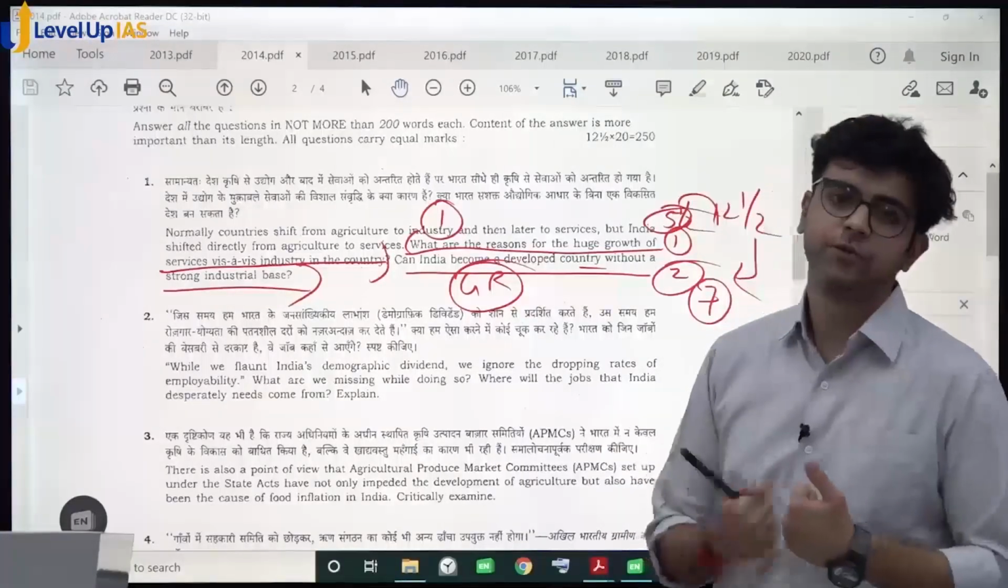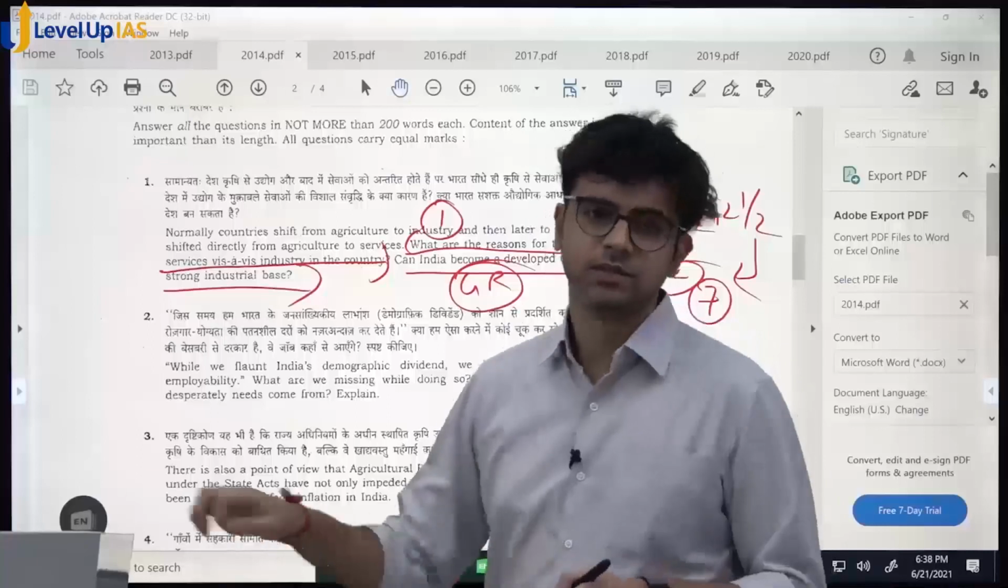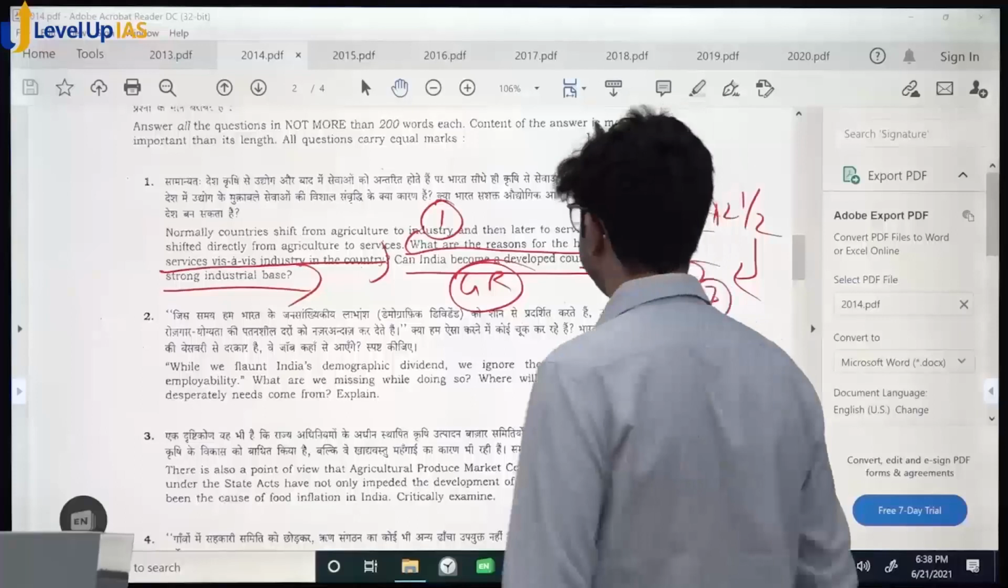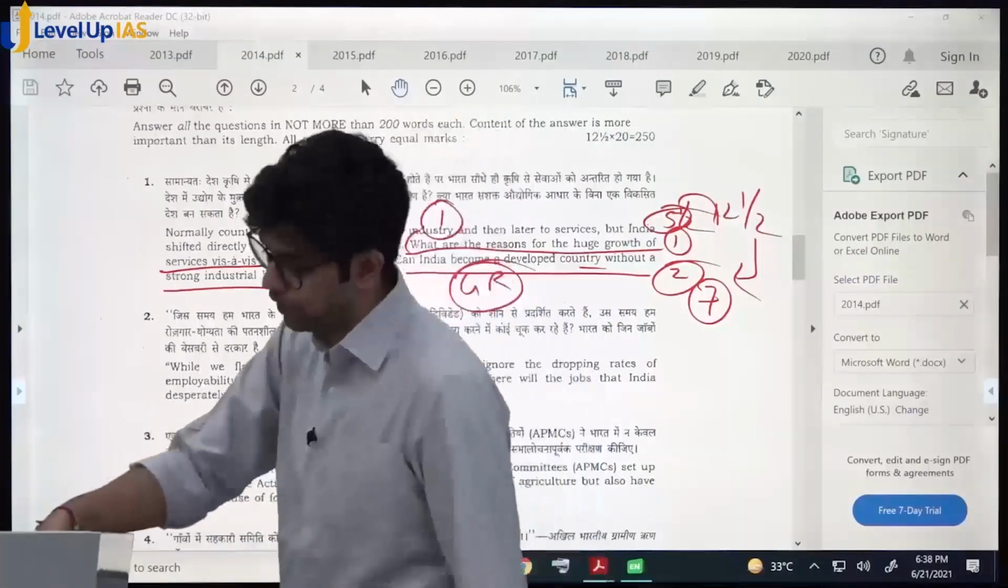Sir, why are you opening a lot of tabs in your browser? Just keep one tab open. Don't do anything else.